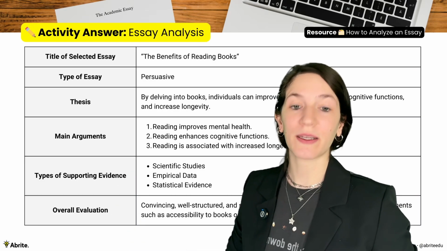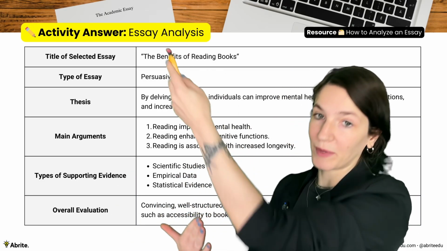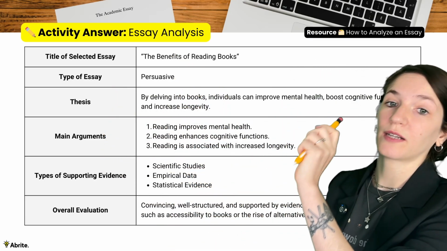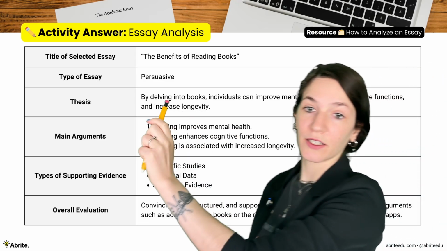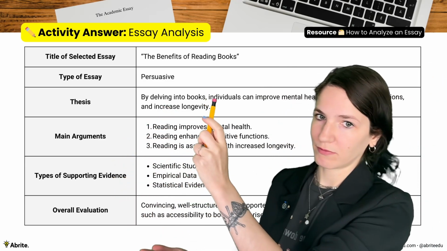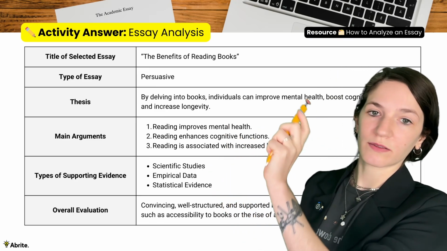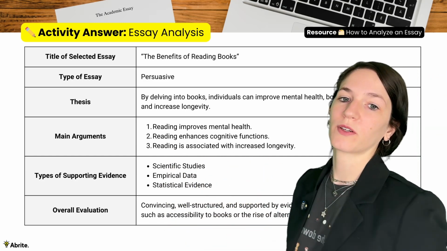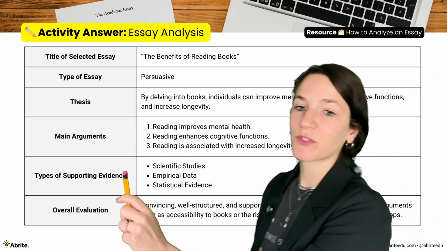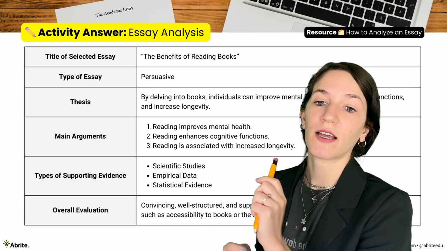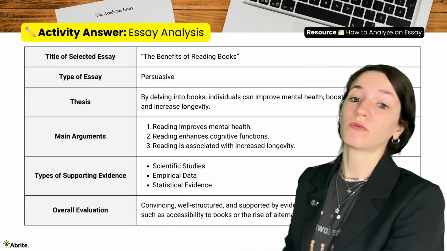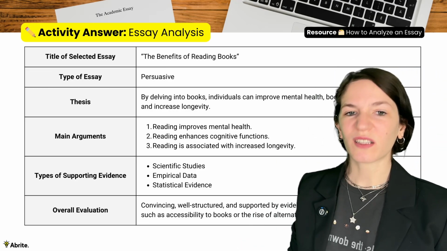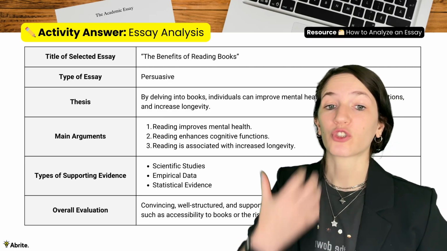All right, let's go through a sample answer for analyzing an essay for the essay, The Benefits of Reading Books. The type of essay was persuasive. The thesis statement was, "By delving into books, individuals can improve mental health, boost cognitive functions, and increase longevity." The main arguments were following the thesis. So improves mental health, found it right there, enhances cognitive functions, boosts cognitive functions, and associated with increasing longevity, increased longevity. Types of supporting evidence were scientific studies, empirical data, and statistical evidence. And my overall evaluation was that it was convincing, it was well structured, it was supported by evidence, but we could have spoken a little bit about counter arguments to make an even stronger argument.